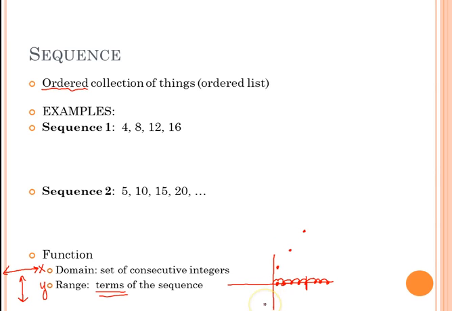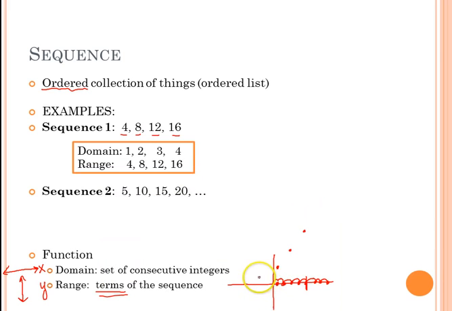Now, when I look at sequence number 1 with what we just said, what would the domain be? Term 1, 2, 3, 4. So I have 4 terms, 1, 2, 3, and 4. The range is what the sequence is actually giving you. So my range, term 1 is 4. Term 2 is 8. Term 3 is 12. Term 4 is 16. Okay, so again, the domain is the term. The range is what you actually get out of the sequence, what the sequence is giving you.